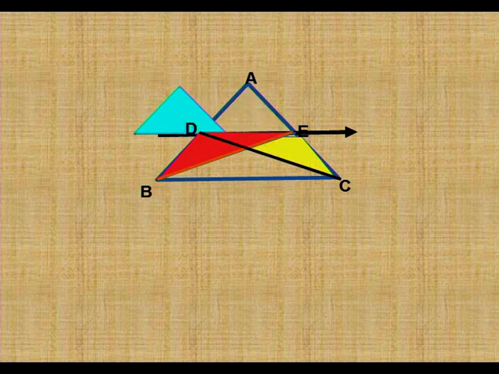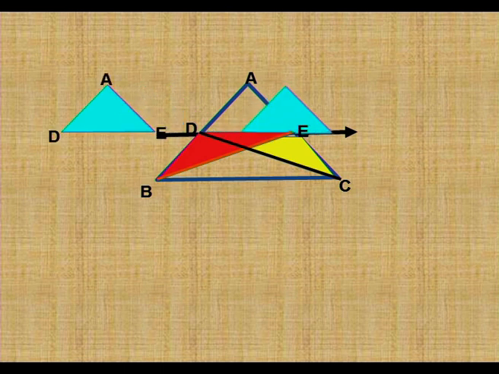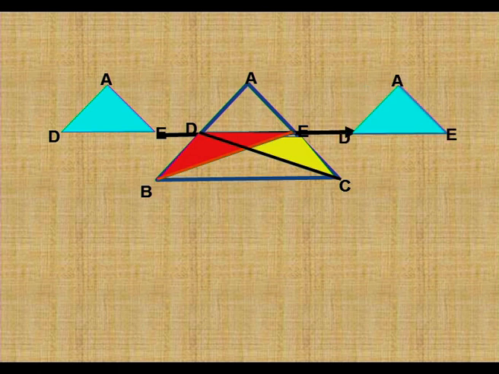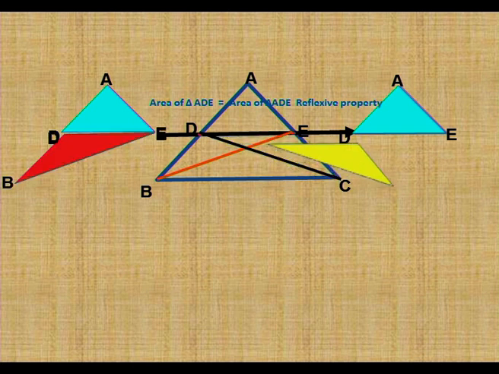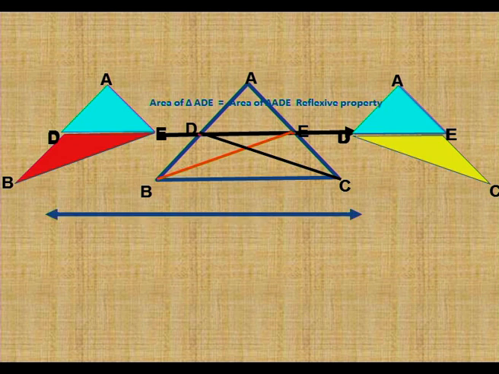Now, see my dear children, this is the triangle ADE. I am dragging one more triangle from the same place. Are they equal? Most certainly. Why? Because area of ADE is equal to area of ADE. That is the reflexive property. One thing is the same as itself. Next one, this triangle I am dragging outside and another triangle I am taking out, and both triangles are equal.